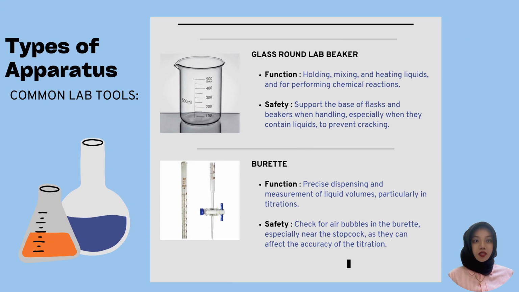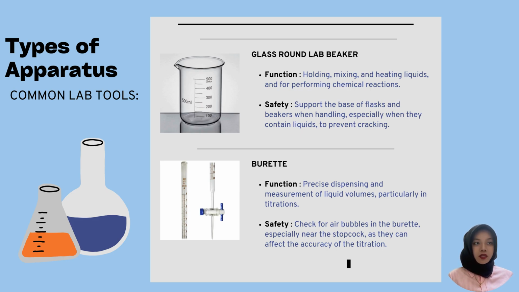Now, let's move to the next part, which is the types of apparatus, common lab tools. The first one, we have a glass round lab beaker. Its function is holding, mixing, and heating liquids, and performing chemical reactions. For the safety itself, we have to support the base of flasks and beakers when handling, especially when they contain liquids, to prevent cracking.